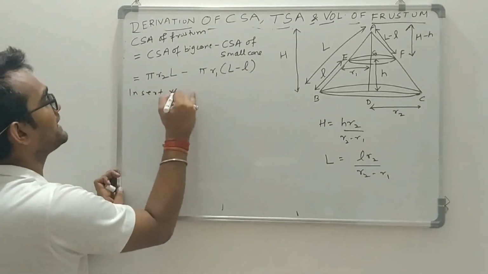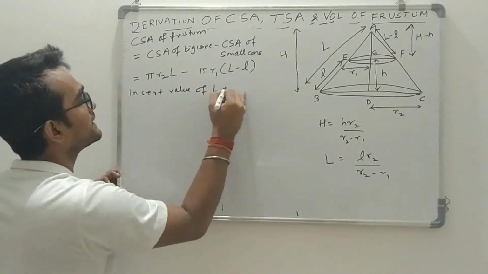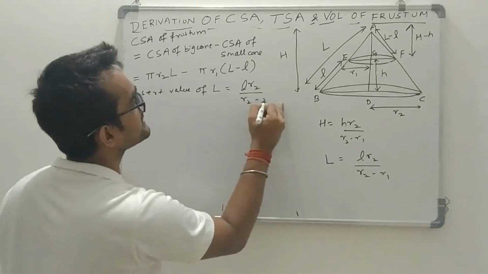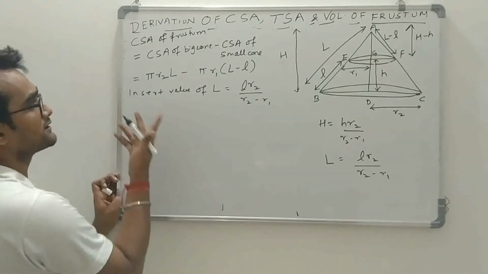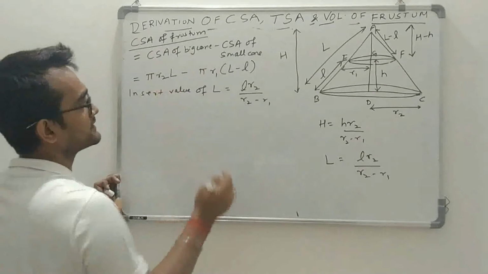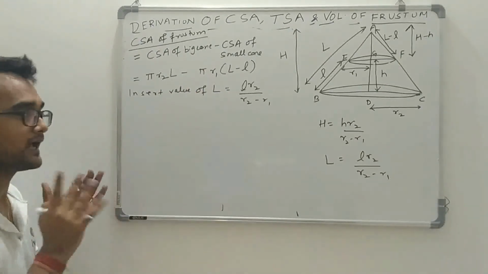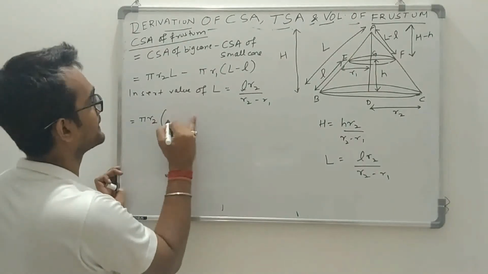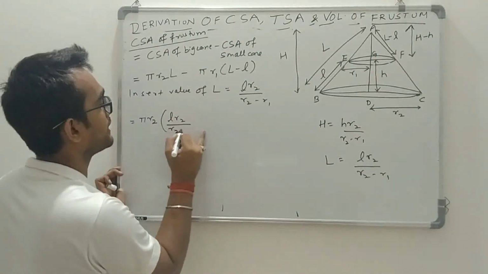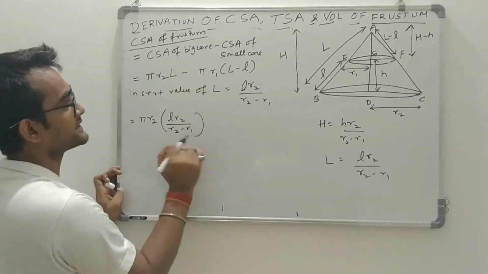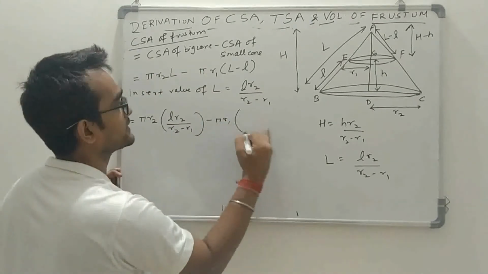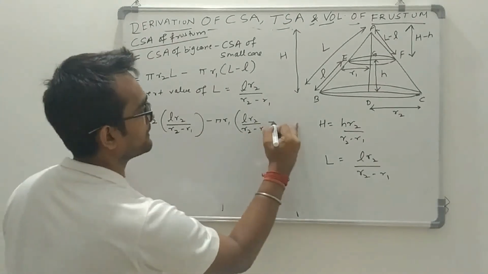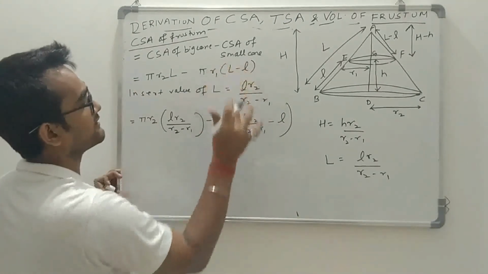Insert the value of small l equal to L R2 upon R2 minus R1, because in the formula of CSA of Frustum, there is no involvement of small l. So after inserting the value, we will get L R2 upon R2 minus R1 in place of l. And similarly here also, L R2 upon R2 minus R1 is placed in place of l.